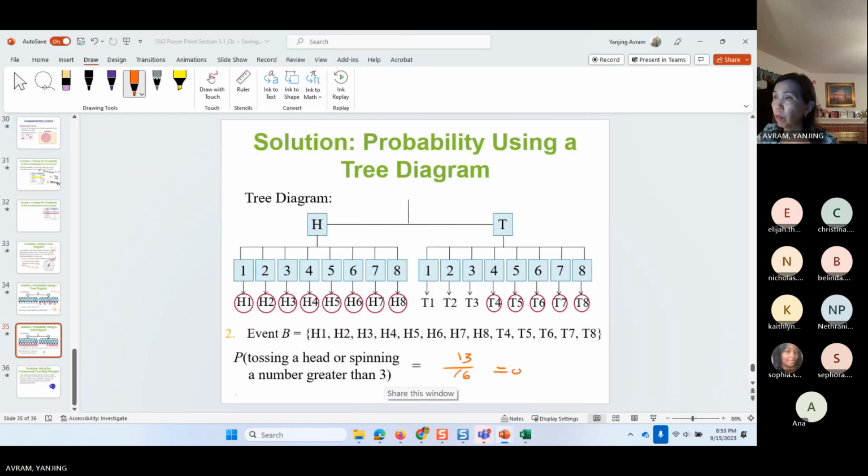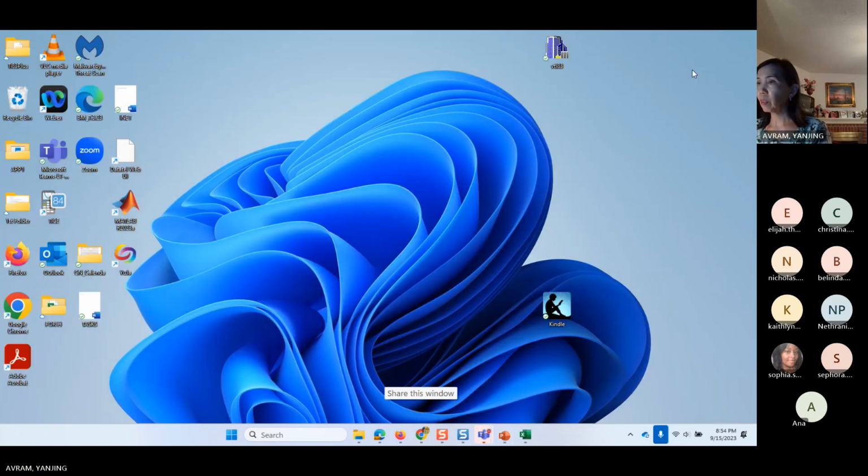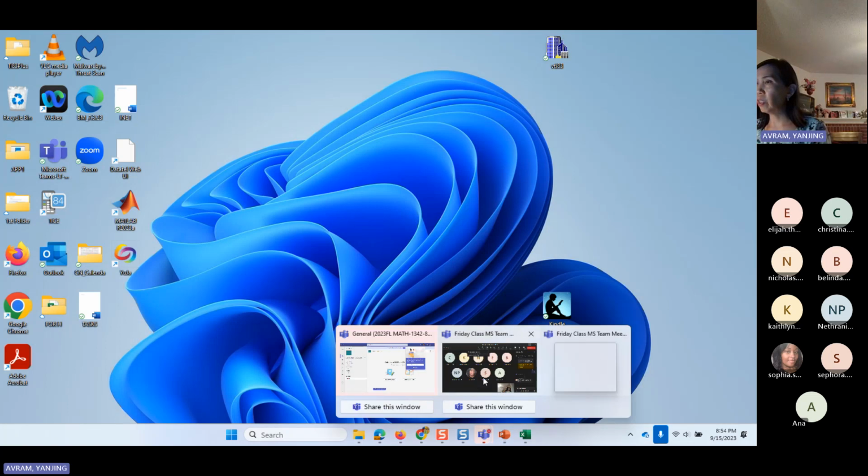Now you can see all these probabilities are greater than 0 and less than 1. A probability can only be greater than or equal to 0 and less than or equal to 1. Always check your probability. If you calculated this one as 8.13, that would be wrong. So that is the probability for the first section. Any questions so far?